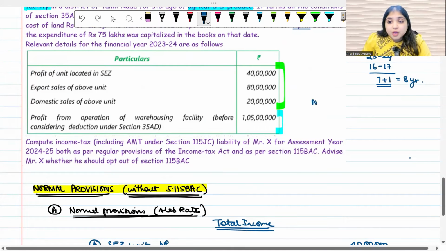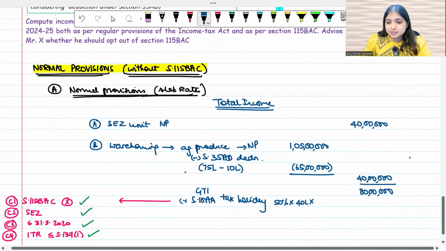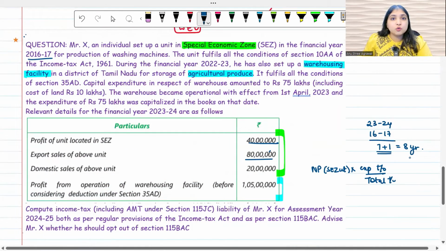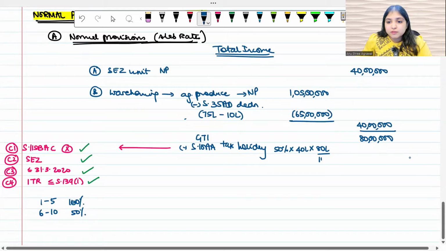So what's our formula? Net profit of the SEZ unit into export turnover divided by total turnover, guys. Basic proportionate calculation. My net profit is 40 lakhs. My export turnover is 80 lakhs. And my total turnover is 100 lakhs. So this is how we will do the calculation: 40 lakhs into 80 lakhs divided by 100 lakhs, 50% of this. So 16 lakhs is going to be the 10AA tax holiday.